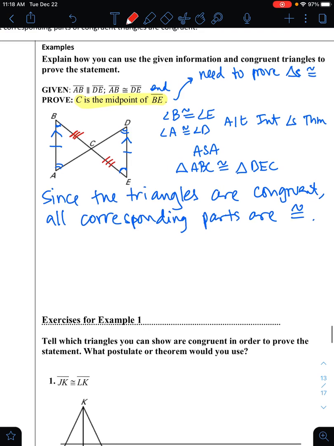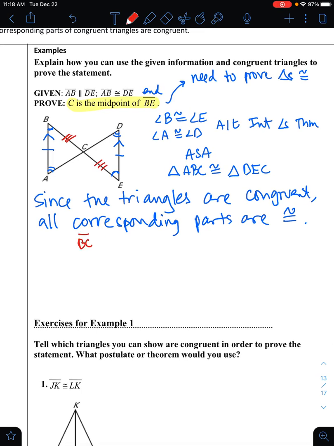So I can go on and say that BC is congruent to EC because, and I'll talk about in a minute why that is. And then I can say, well, if I know that those two are congruent, I can show that C is the midpoint of BE by definition of midpoint.